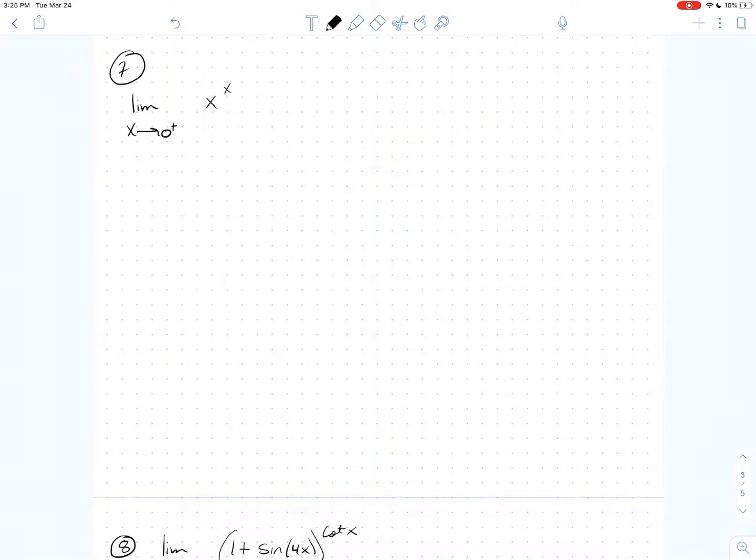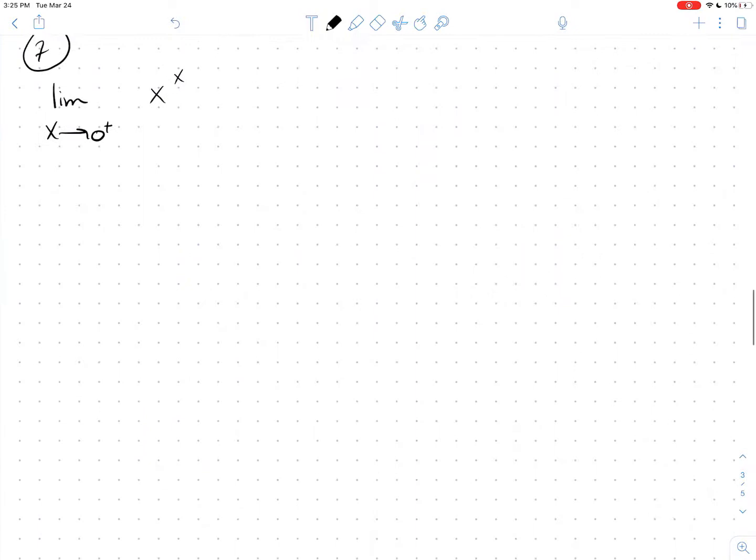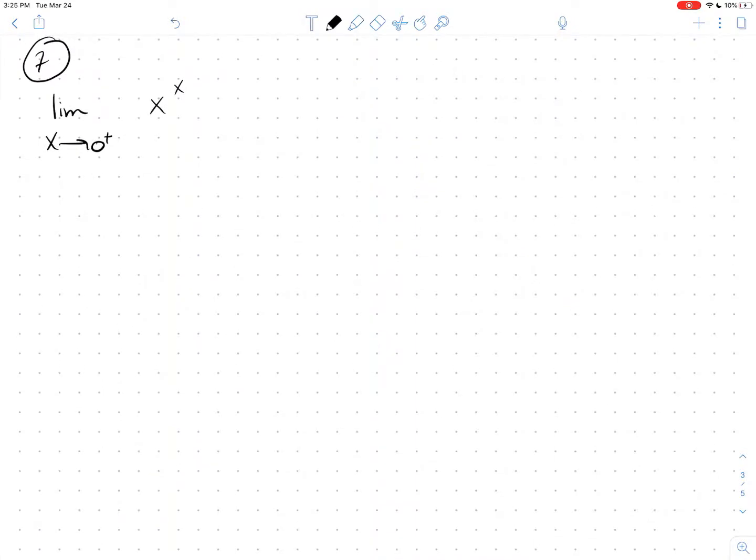Right, on we go. So for this problem, I want to study this particular limit. And I want you to ask yourself for just a moment, what would you do if I asked you to take the derivative of this function? Pause the video, think about what you would do to take the derivative of this function.